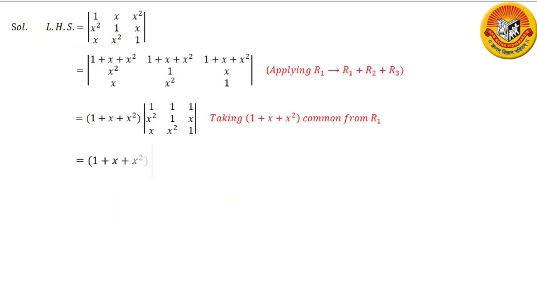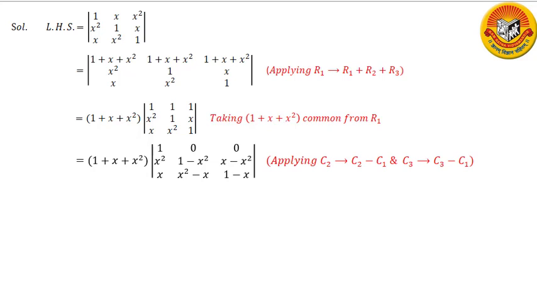So for 1 minus x, what do we do? We apply on C2, C2 minus C1, and on C3 I will apply C3 minus C1. After applying this, in the second column I am getting 0, 1 minus 1 is 0, then here it is 1 minus x square, and here it is x square minus x. In the third column I have 1 minus 1 is 0, x minus x square, and 1 minus x.